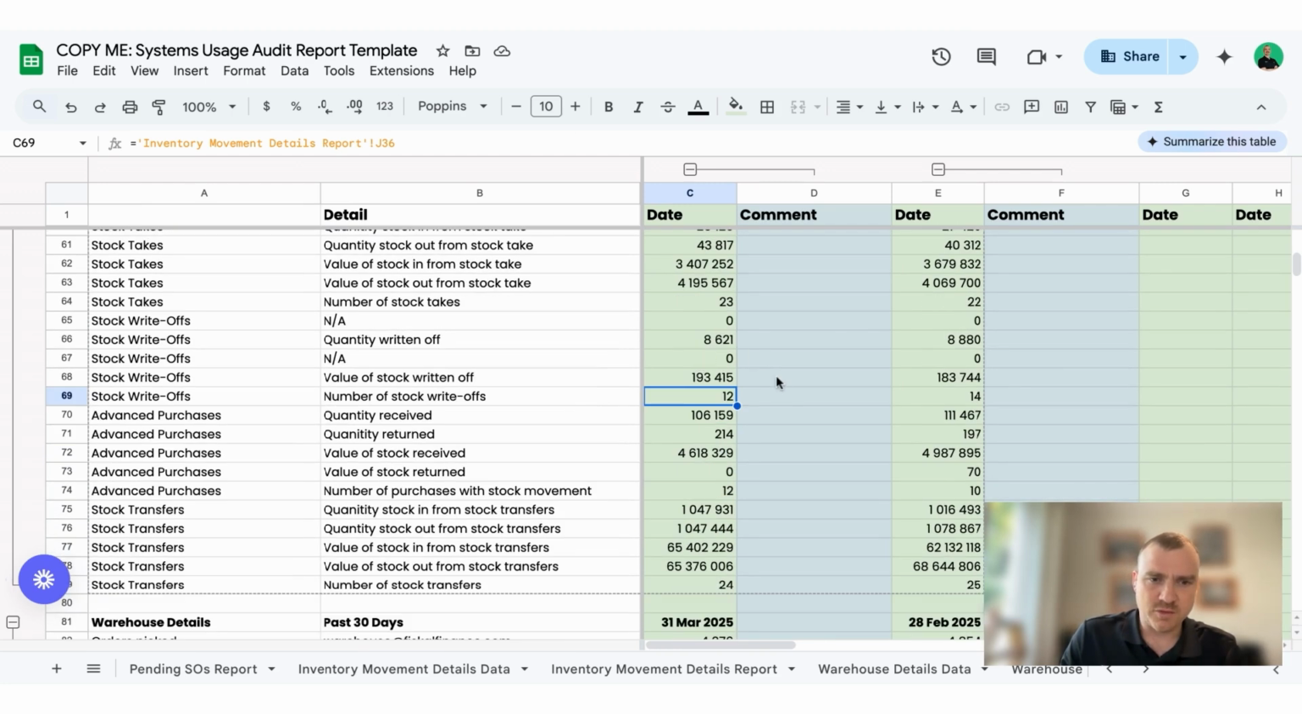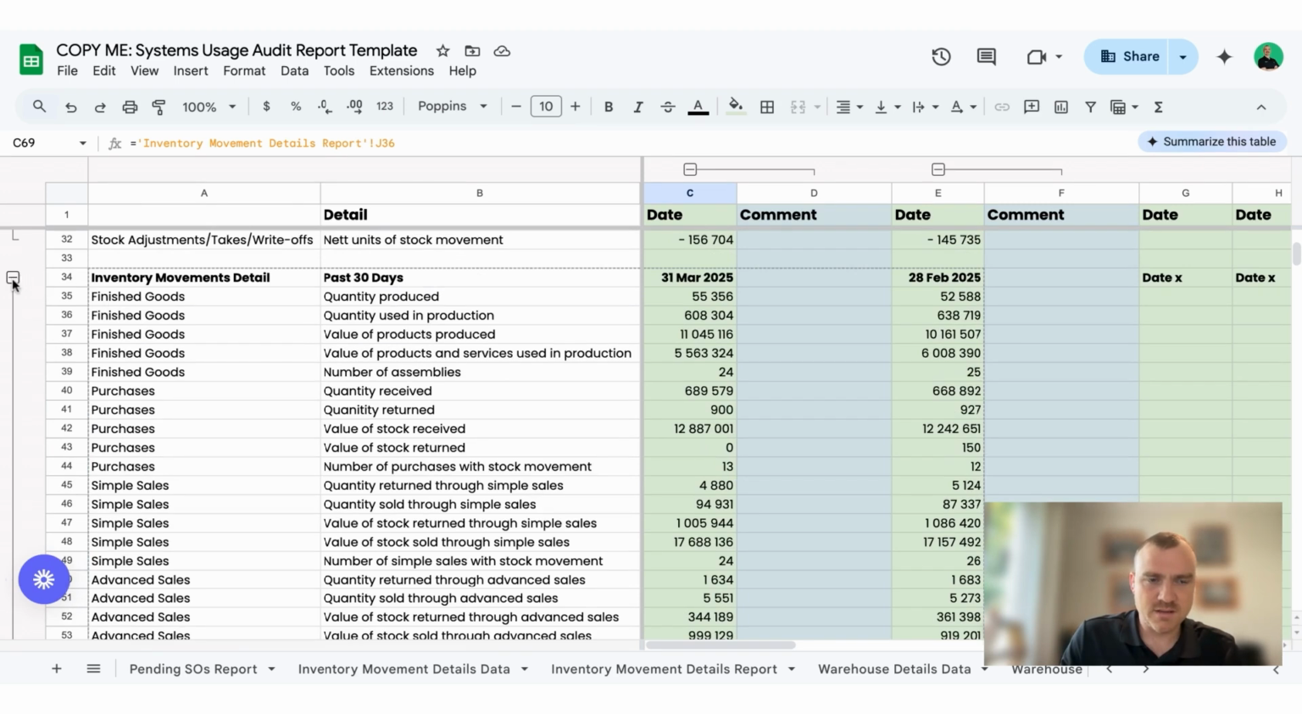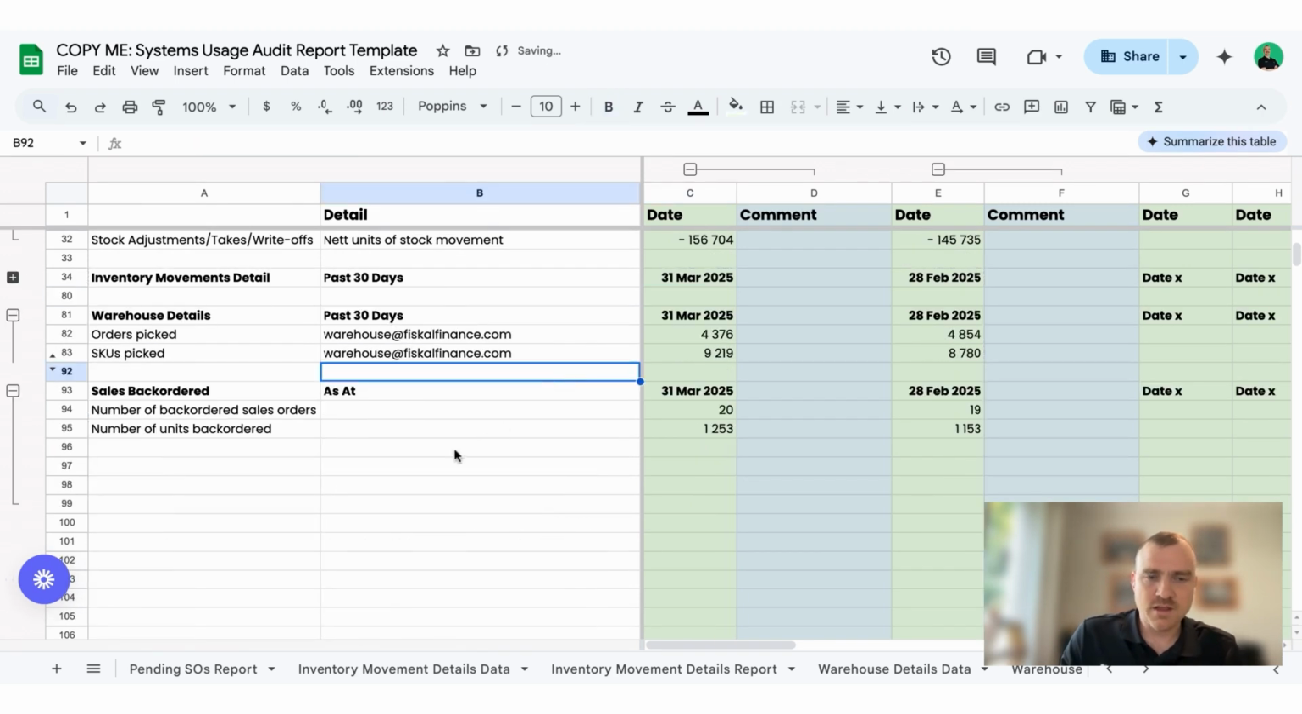Another thing that's not reported on above is the stock transfers. If you are transferring between locations quite often, so maybe you've got a shop that you need to transfer stock to, it's always good to have a quick look at your stock transfers. All right, so that is the inventory details.